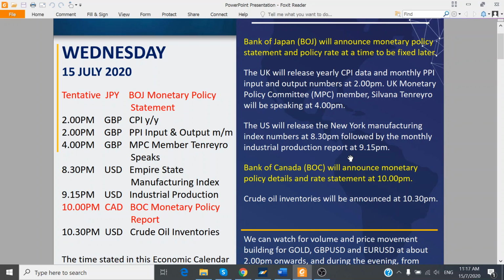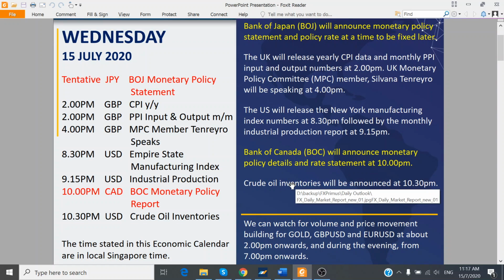And moving to the evening session, we will be having the Empire State Manufacturing Index numbers coming out from the US at 8:30 p.m. and at 9:15 p.m. we will be having the monthly industrial production data. If you are trading the Canadian dollar, Bank of Canada will be releasing the monetary policy statement at 10 p.m., followed by a press conference at 11 p.m. And last but not least, we will be having crude oil inventories data coming out at 10:30 p.m. tonight.